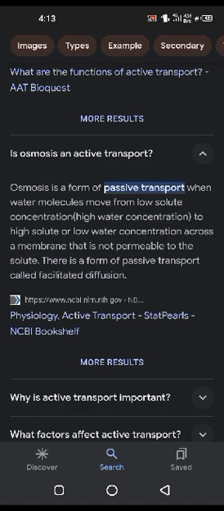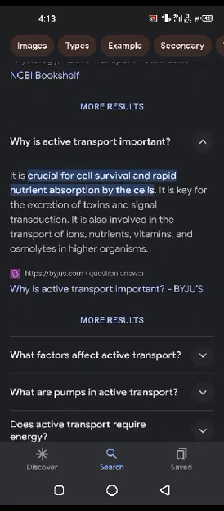Osmosis and active transport: osmosis is a form of passive transport where water moves from low concentration to high concentration. Active transport is crucial for cell survival and repair, and nutrient absorption by the cell. It is key for the extraction of toxins and signal transduction. It is also involved in the transfer of ions, nutrients, vitamins, and osmolality in higher organisms.